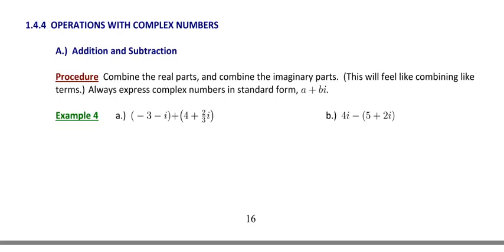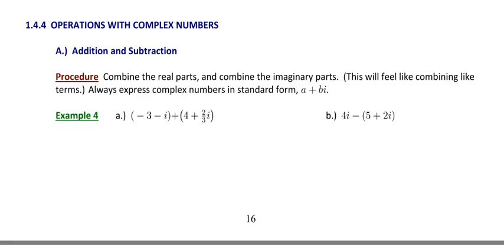Next up in our list of basic skills necessary for college algebra, we have operations with complex numbers. In this video, we'll review addition and subtraction, multiplication, and division with complex numbers. Let's get started with addition and subtraction.